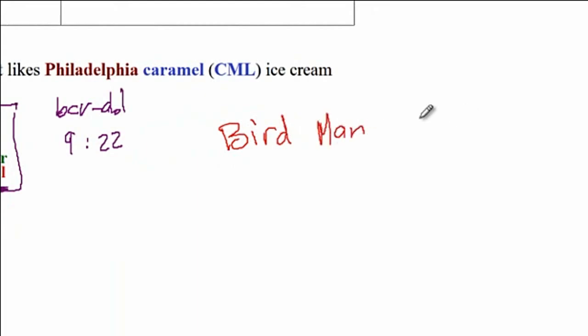Birdman flies. So Bird stands for Burkitt's, Man stands for Mantle, and then Flies stands for follicular lymphoma.